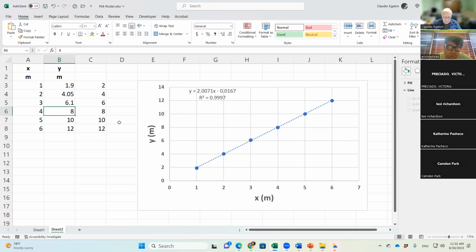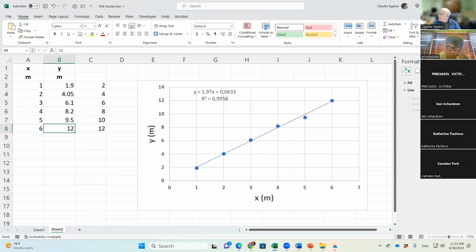What else? Let's say 8.2. What happened to R squared? It's becoming further and further away from y equal to 2x. We had 0.9997, and now we have 0.9993. But the equation is pretty close to y equal to 2x. It's not exactly y equal to 2x, but it's still pretty close. Here I'm going to put 9.5.